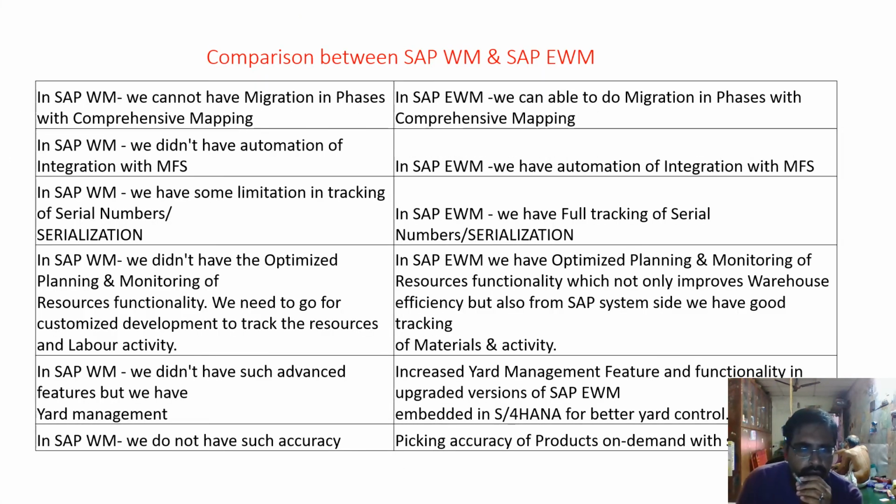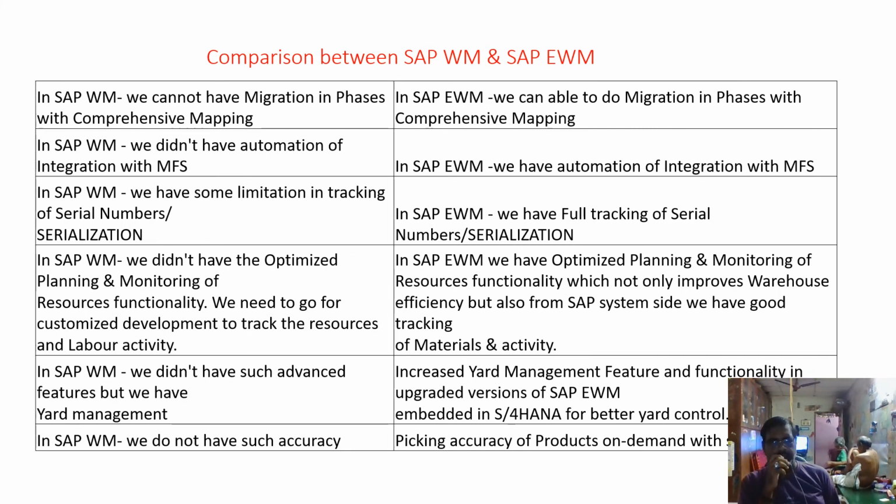So, in case of SAP WM, we cannot have migration in phases with comprehensive mapping, right? That kind of phase migration or comprehensive mapping of business processes is not available. But in EWM, we have migration between the phases and comprehensive mapping is well supported. And in case of SAP WM, we did not have automation of integration with material flow systems. MFS is nothing but material flow systems. So that integration is not automated or inbuilt, and tailor-made automations are not possible.